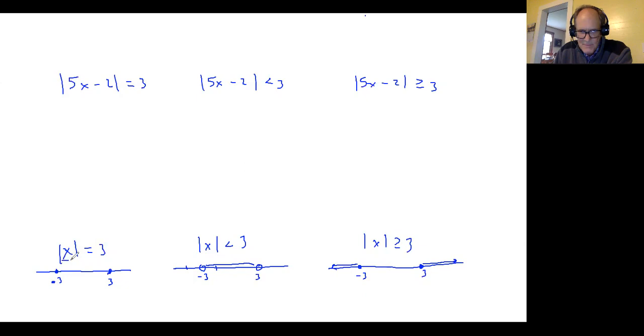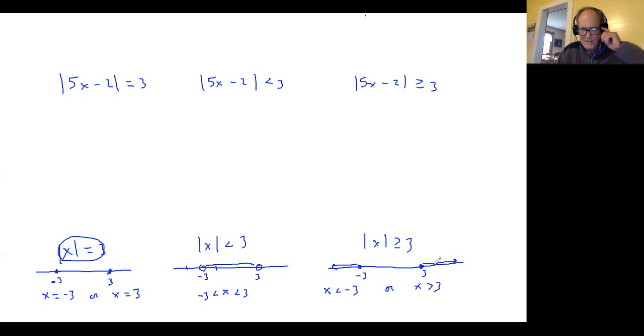So this single absolute value equation breaks down into two non-absolute value equations, x equals 3 or x equals negative 3. And this breaks down into a three-sided inequality. X is somewhere in between negative 3 and 3. And this breaks down into an or statement. X is less than negative 3 or x is greater than 3.